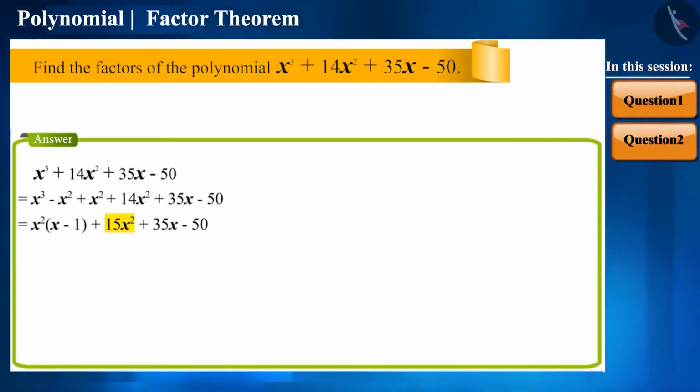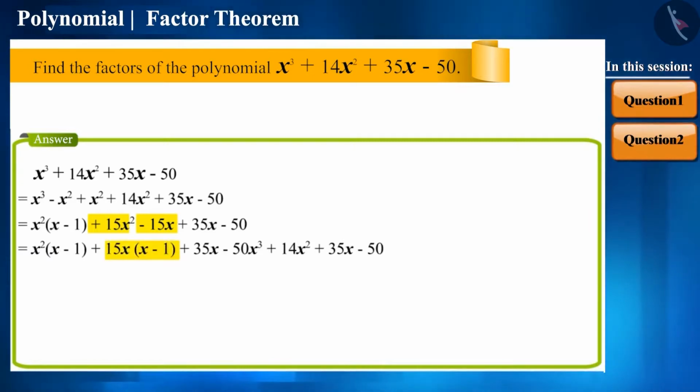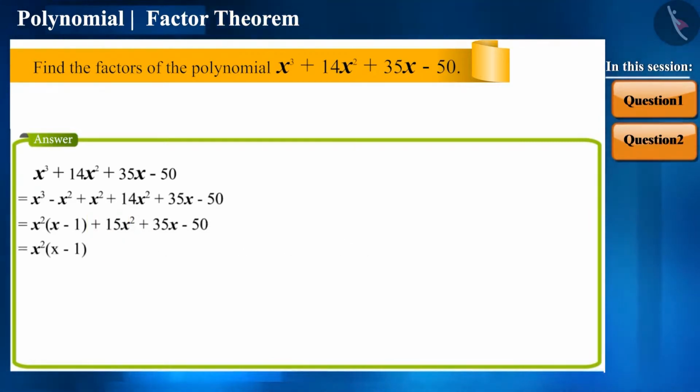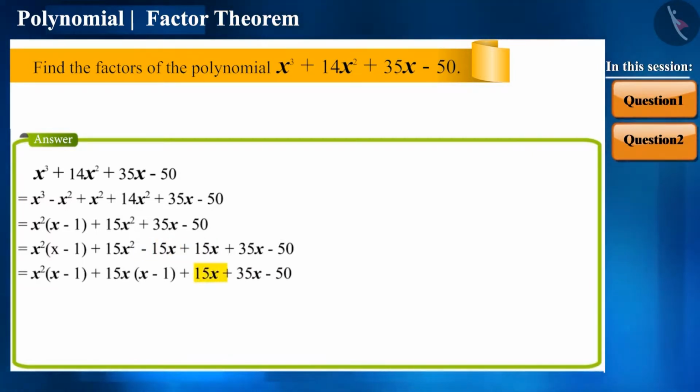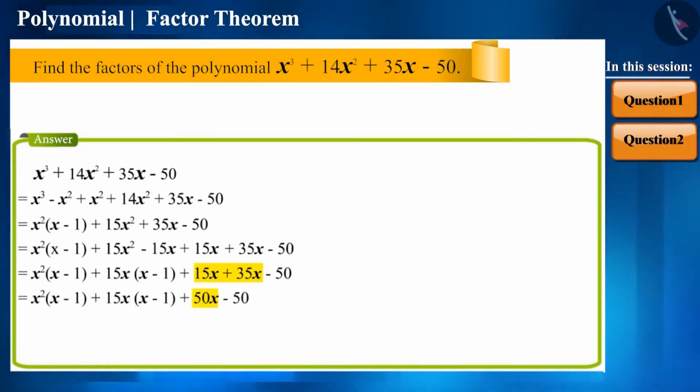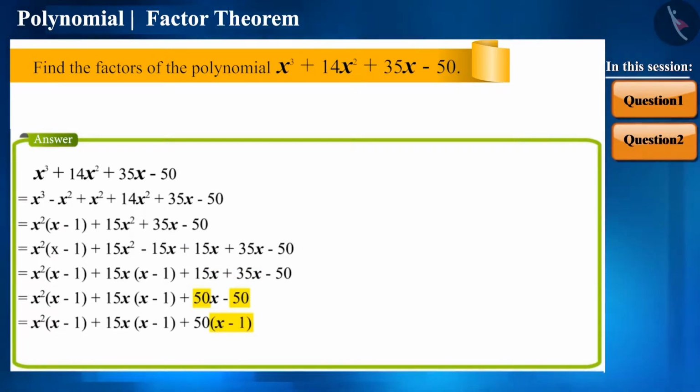Now we can perform the same with 15x square. Here, if the first term was minus 15x, then by taking 15x common, we could write like this 15x of x minus 1. So let's subtract and add 15x once. Now, again 15x and 35x will get added up to become 50x. Now, taking 50 common, we can write x minus 1. After this, by taking x minus 1 common from all the terms, we can express it like this: x minus 1 x square plus 15x plus 50.